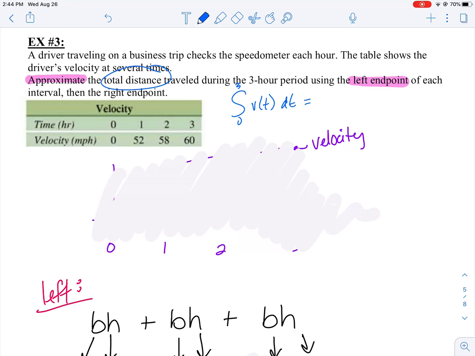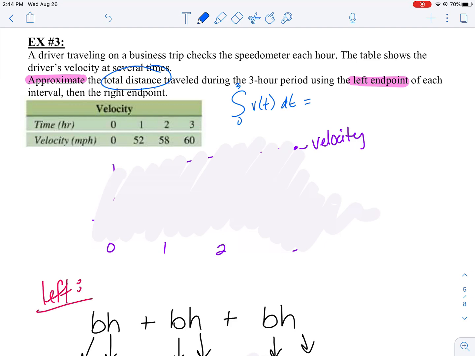The problem is we don't quite know how to do this yet. We do know how to find an antiderivative or integrate, but we don't know what to do with the 0 and the 3 yet. We'll learn about that in the next section. So the only way that we could actually do this is by still approximating using our rectangles. We're going to do left endpoints first, and then we're going to do right endpoints.